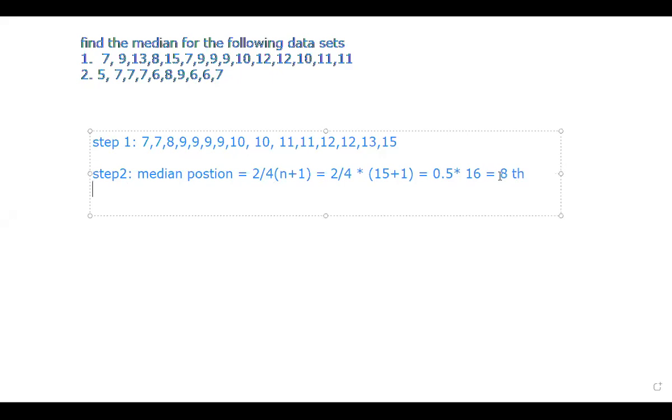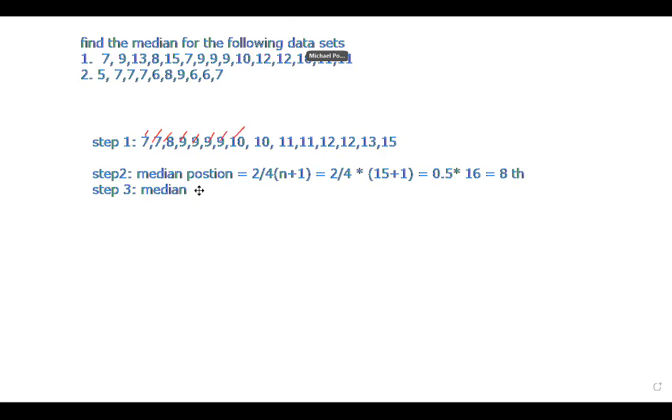Okay, step 3. We are looking for the 8th position, so the median. We go and count: 1, 2, 3, 4, 5, 6, 7, 8. So the 8th position is 10. So the median is equal to 10. Okay, thank you very much. Let's have somebody else take us through the second solution.